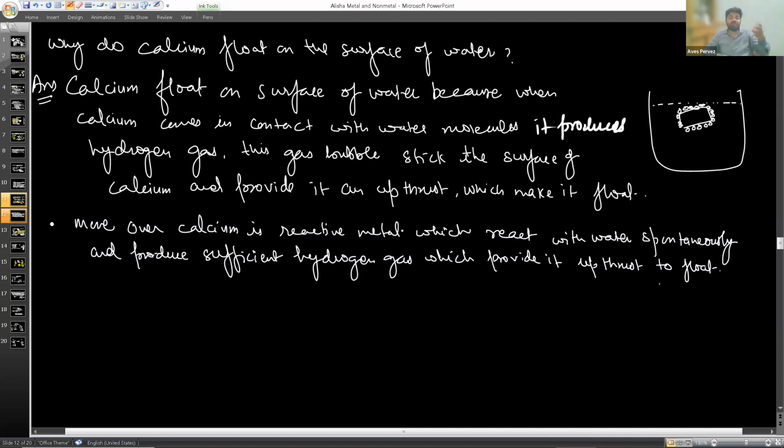So you are heating that water to provide enough kinetic energy so that the particles can collide, and their collision can result in the production of hydrogen gas. So please memorize it fast and then you have to note it down. Memorize it fast.